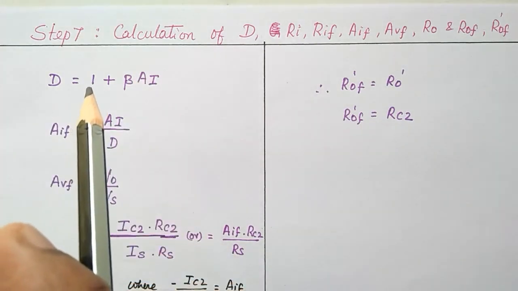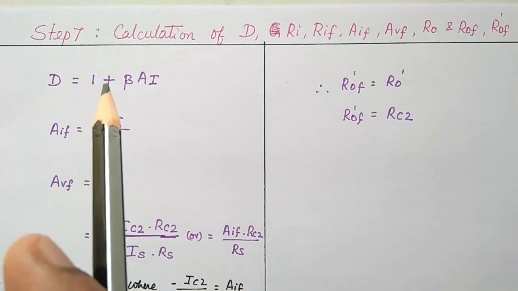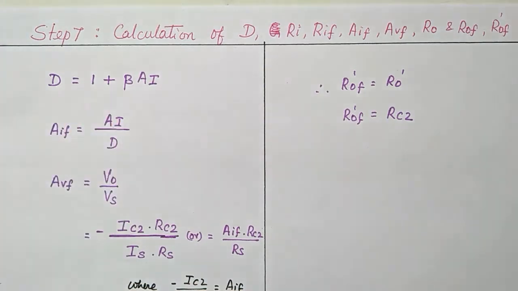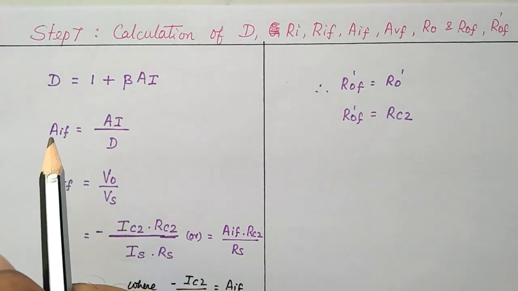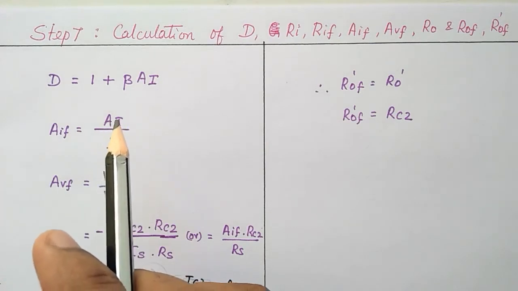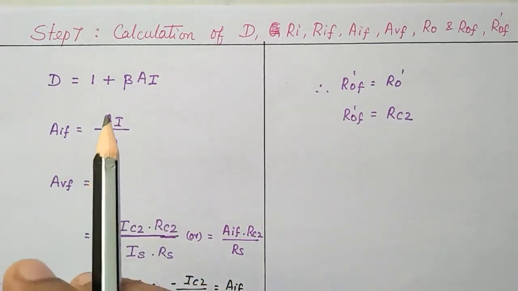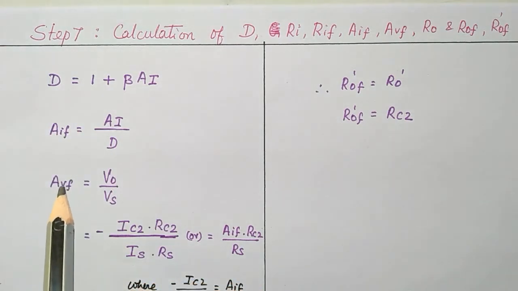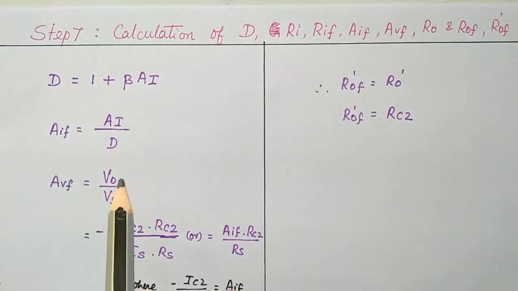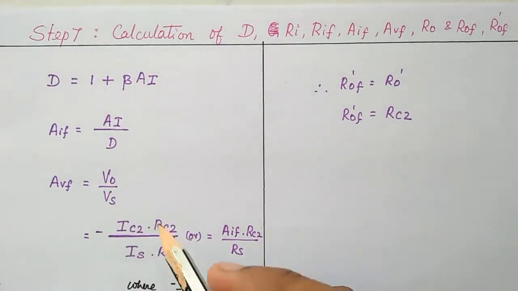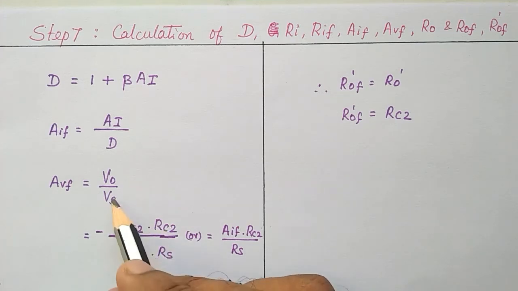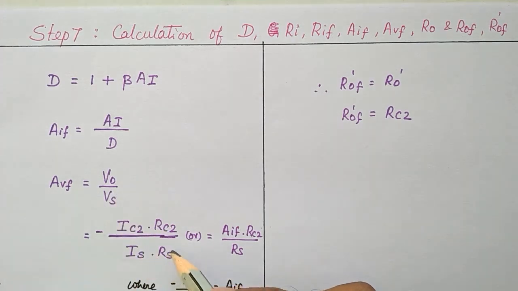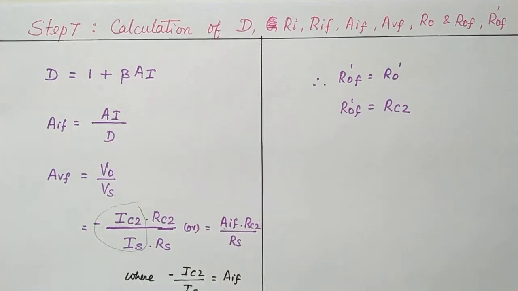This is derived from the topic effect of input on output resistance of current shunt feedback amplifier. You may check my previous videos. From this I can find the current gain with feedback, which is equal to the current gain without feedback divided by the desensitivity factor. Once I find AIF, I can easily find the voltage gain with feedback, that is V0 by Vs. What is V0? On the output side we have the collector current and the load resistance along with a minus symbol. On the input side Vs can be written as Is into Rs. So the entire term can be written as AIF into RC2 by Rs.